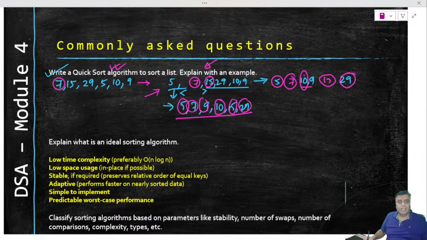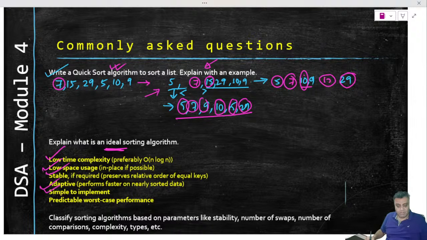Explain what is an ideal sorting algorithm. An ideal sorting algorithm. What do you want from a sorting? Small time, of course. Small space, yes. Stable, yes. Adaptive. That means if it is sorted, then it will be faster. That's what you want. Adaptive. So it understands, "Arey, ye to sorted hai," so I will complete it faster.